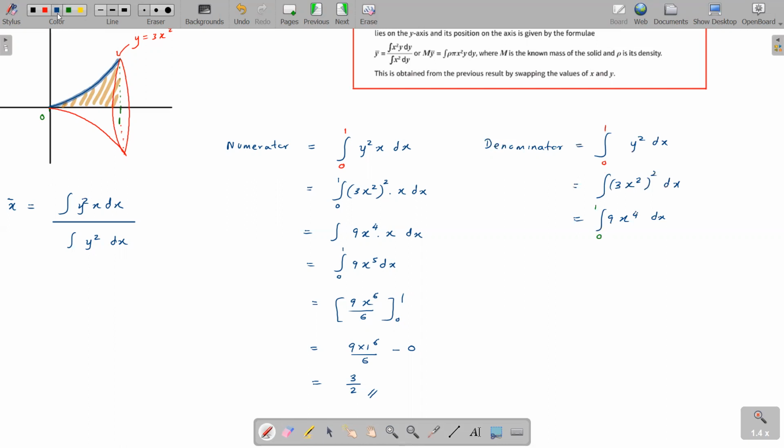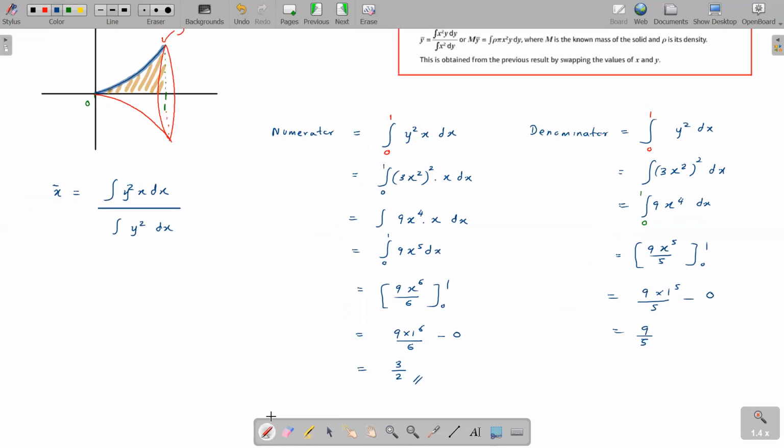Let's integrate. So 9x to the power 5 over 5, and your integration limits are from 0 to 1. When you replace x with 1, you get 9 into 1 to the power 5 over 5, minus 0. So basically this is 9 over 5, guys. Agreed? Right? So now let's substitute and get the x bar.